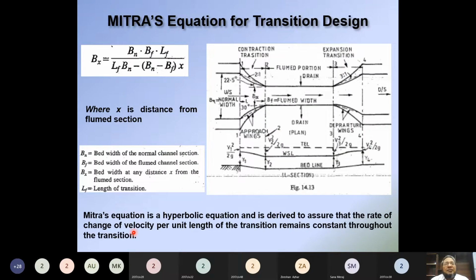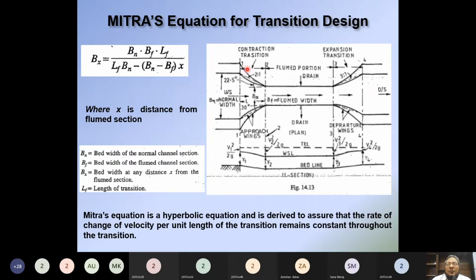Now, let us first discuss Mitra's design method, or Mitra's equation, for the transition design. This is the plan of a type 3 aqueduct, and this is the cross section and longitudinal section. If this is the direction of flow, then this transition is called the contraction transition, then this is the flume, that is the trough of rectangular section, and then this transition is called the expansion transition.